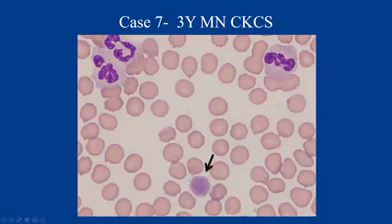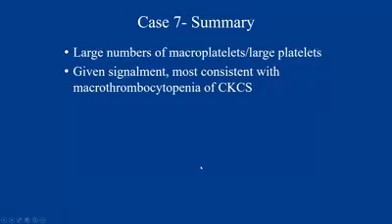Here is another macroplatelet, quite large. We've got some typical segmented neutrophils here in the background, okay? But macroplatelet again here as well. So we ended up seeing large numbers of macroplatelets and large platelets, and again, this kind of mild to moderate thrombocytopenia. So given signalment, this was most consistent with a diagnosis of macrothrombocytopenia of Cavalier King Charles Spaniels, okay?